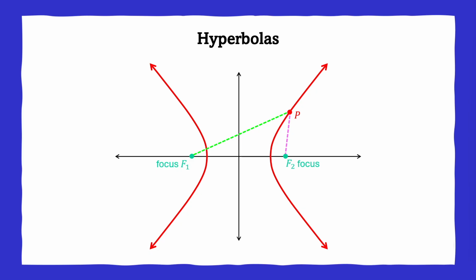At the center of the hyperbola, exactly halfway between the two foci, is the center. The vertices are the points on the hyperbola that are closest to the center. The axis that passes through the center, the vertices, and the foci is called the transverse axis. Perpendicular to the transverse axis is the conjugate axis.